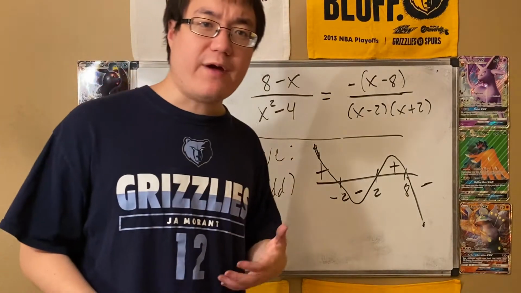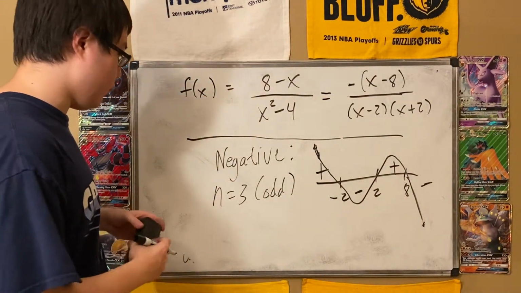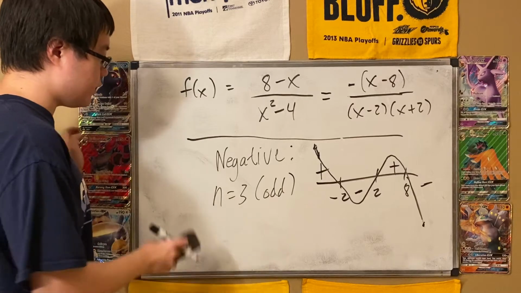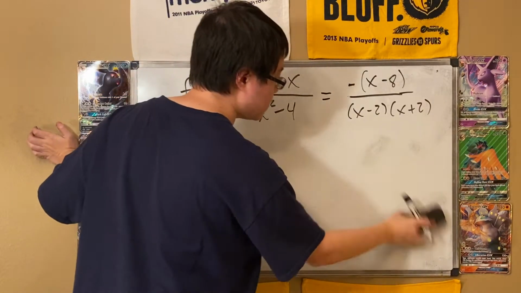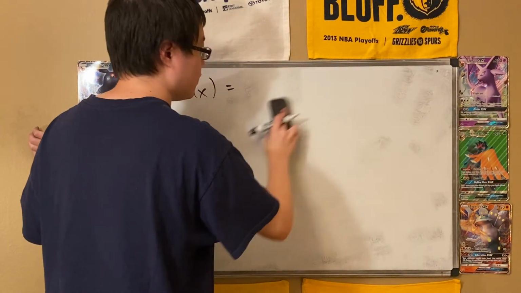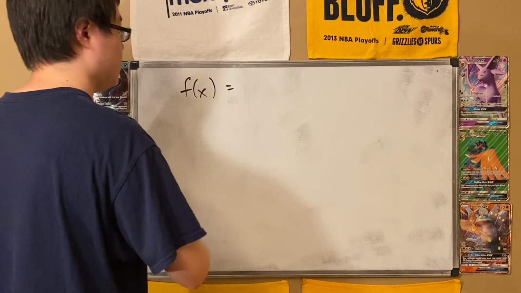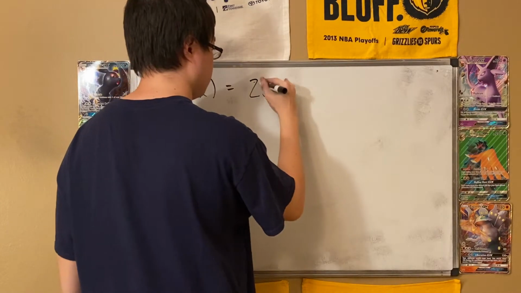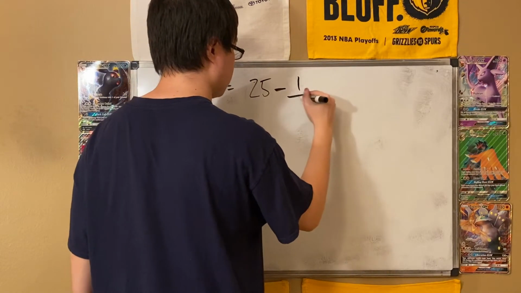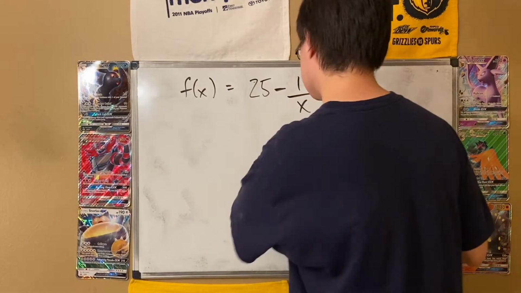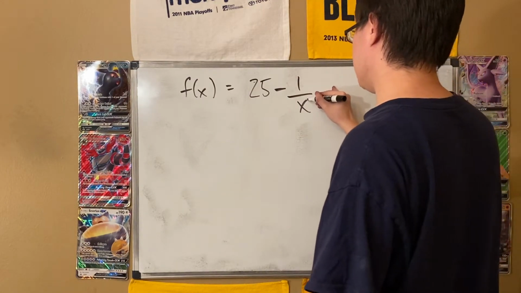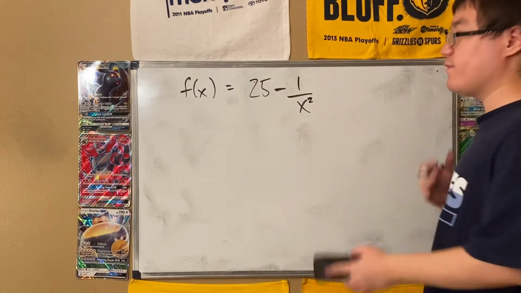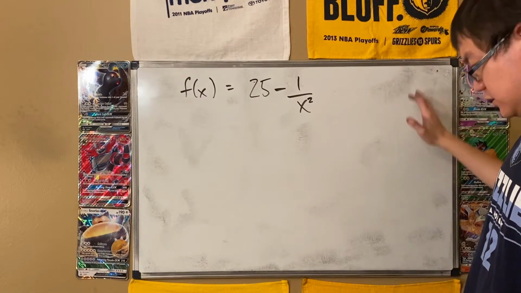Let me try to do another fraction for you, just as a way to make sure that we are understanding this. So I'm going to erase this. Let's do something a little bit harder. Let's do something like 25 minus 1 over x. So this is going to be my next thing. And do I want 25 minus 1 over x? I think I actually want 25 minus 1 over x squared. So we're going to factor this.